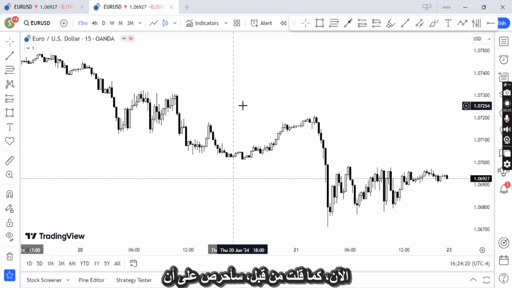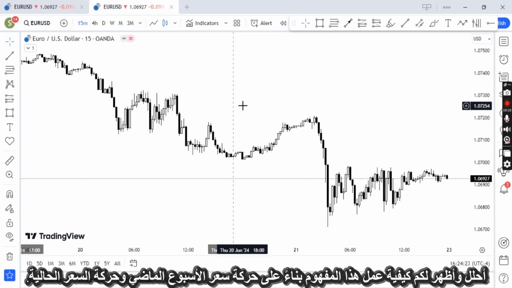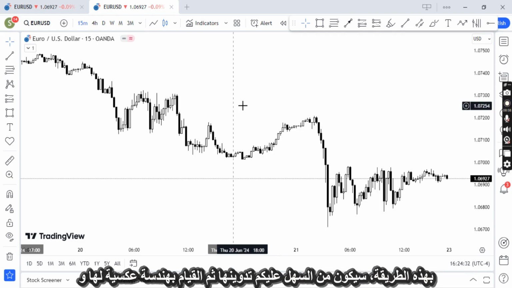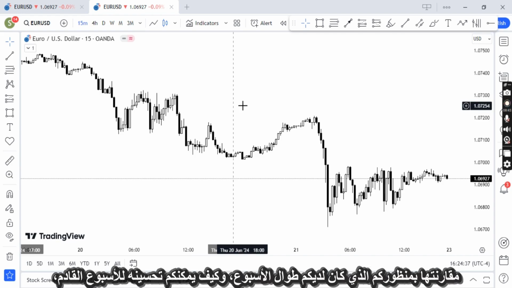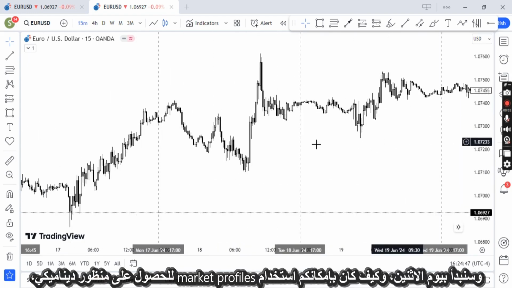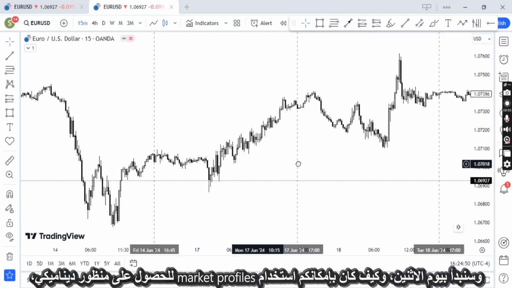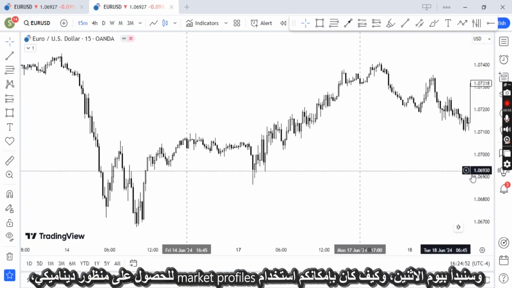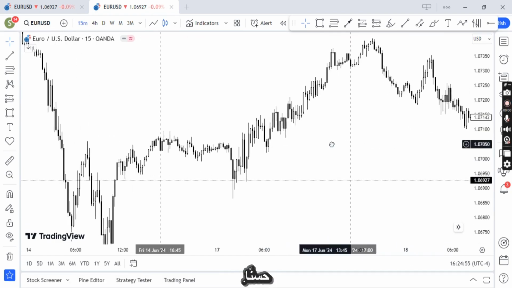Now, as I said before, I'm going to make sure that I analyze and show you how these concepts work based on last week's price action and current price action, so that way it's going to be easy for you to journal it, reverse engineer it, and compare it with the perspective you had throughout the week and how you could improve it for the next week, right? So we're going to start off with last week's price action, and we're going to start off with Monday and how you could have used market profiles to have a dynamic perspective, right?